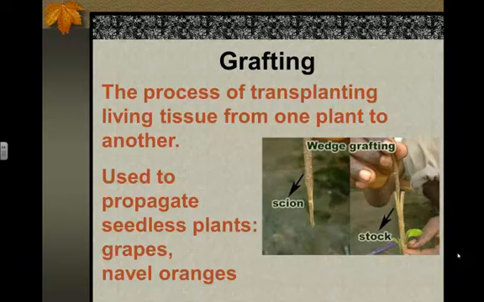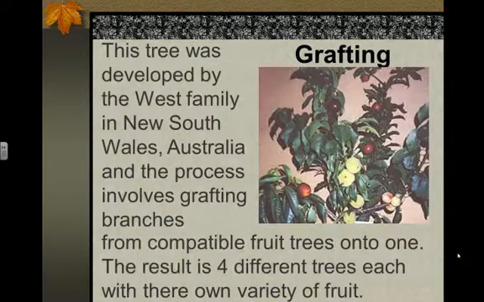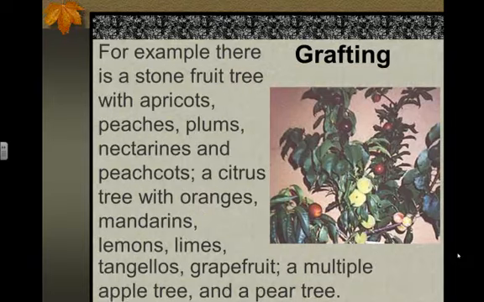But you can also see it in some of the plant nursery catalogs. This is an ad I got from online, where they have grafted. I think this is pretty cool because let's say you don't have a lot of space in your yard, but you want some different kinds of fruit. Well, trees take up a lot of space. So this West family in New South Wales, Australia, started grafting, and they have 4 different trees available that you can buy.